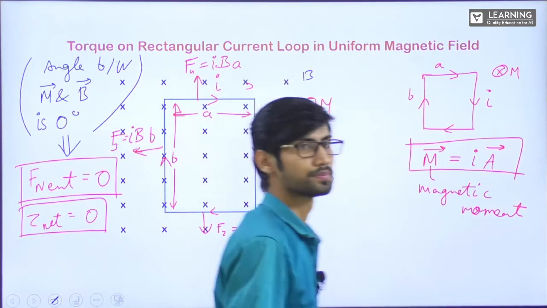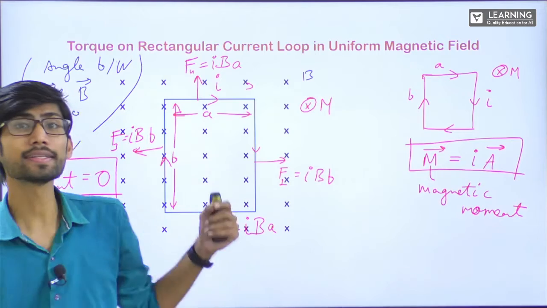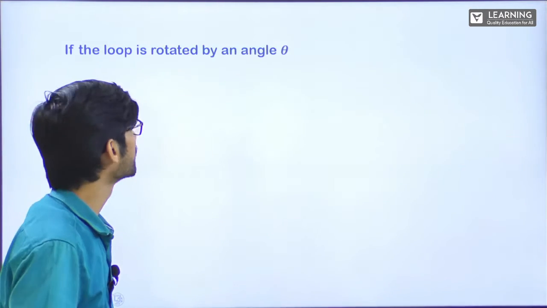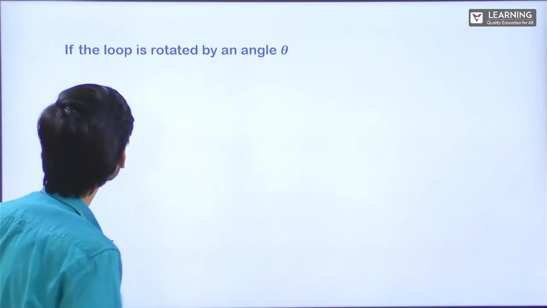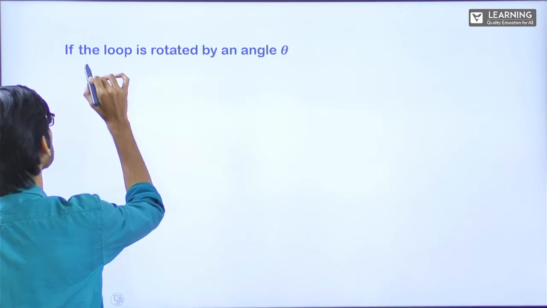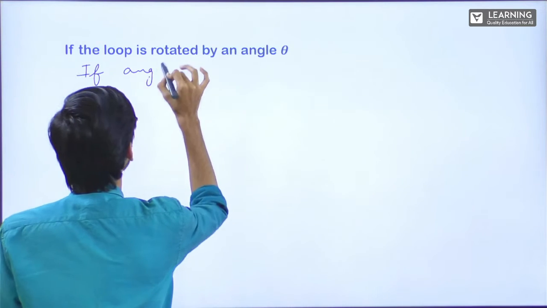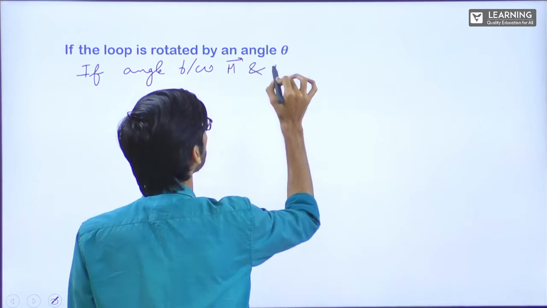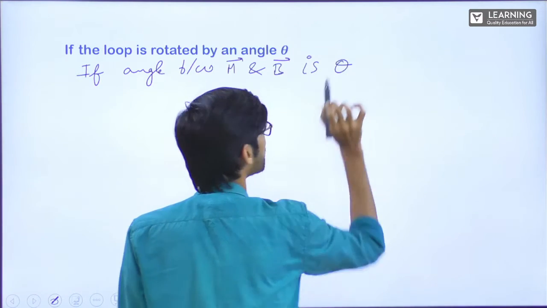Clear? Note down. Now, if there is any angle between M vector and B vector, let's see that case. So now if the loop is rotated by angle theta, it means the angle between M vector and B vector is theta.